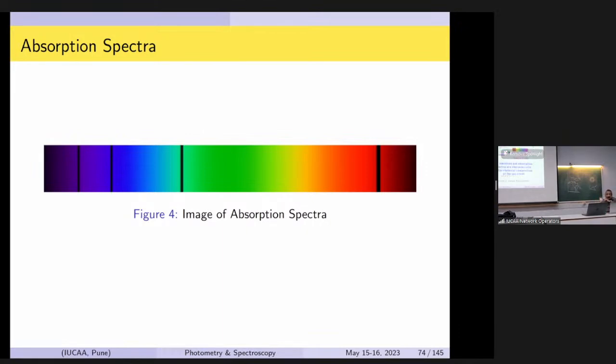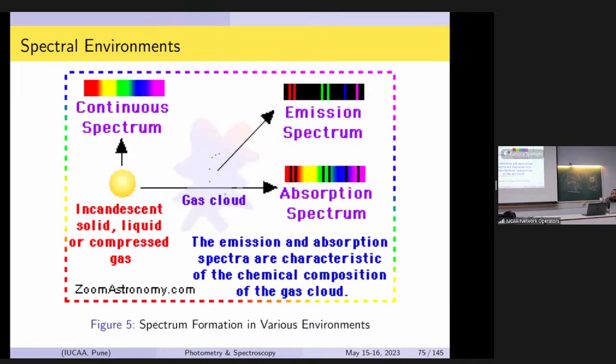So again, this is a popular way of showing. Here is a bulb, or in this case, a star, and you have a continuous spectrum if there is no gas around it. But if there is a gas cloud, then you will see the absorption. And some stars have excited gases which are also doing emission. So both are present, but usually this is the situation, absorption spectra most of the time.